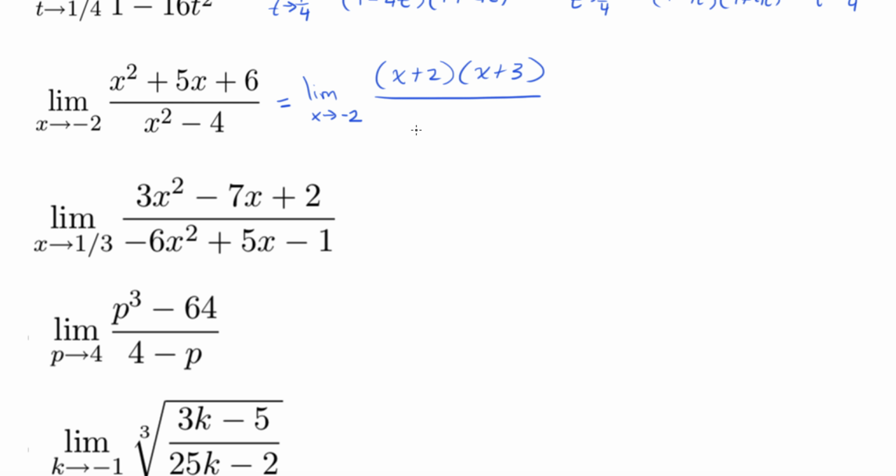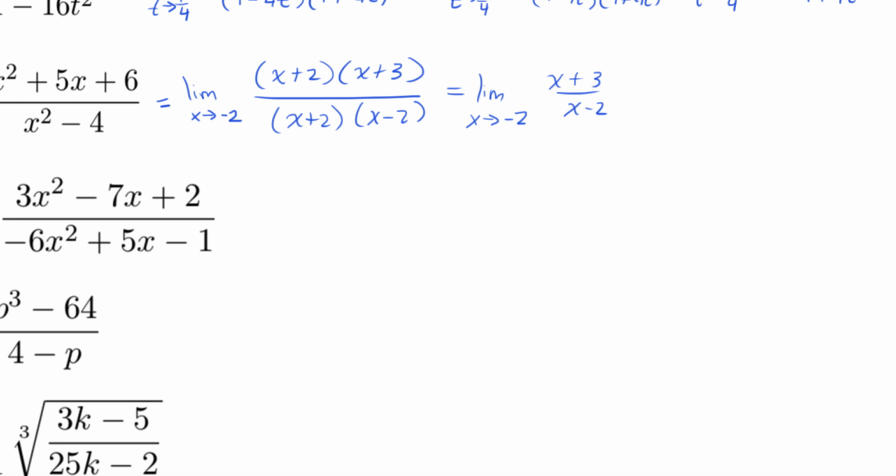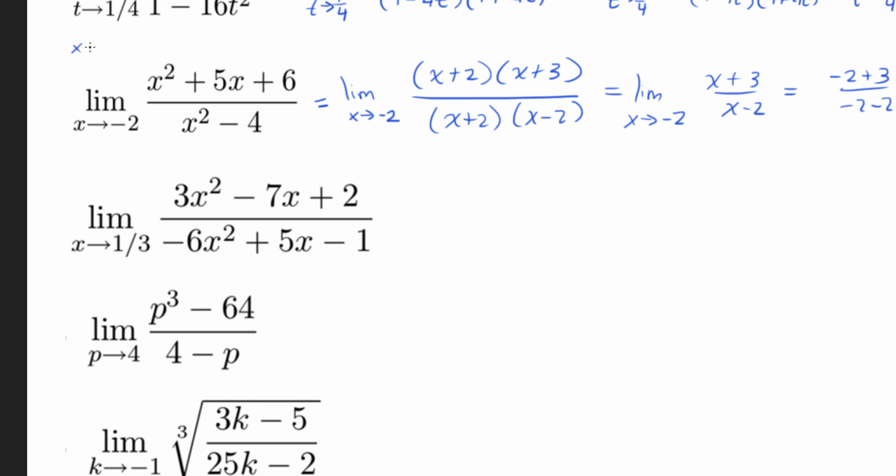In the denominator, it factors into x plus 2 and x minus 2. Again, we can get rid of the x plus 2 factors. We're left with the limit as x approaches negative 2 of x plus 3 over x minus 2. And we plug it in. Once we plug in negative 2, you get negative 2 plus 3 over negative 2 minus 2. That's 1 over negative 4. It's negative 1/4. Okay? And again, similar to the previous problem, x is not defined at negative 2, so we have a removable discontinuity at negative 2. This one, same procedure.